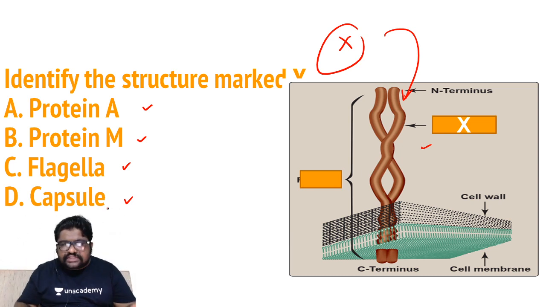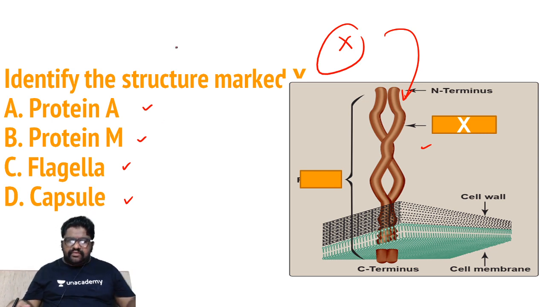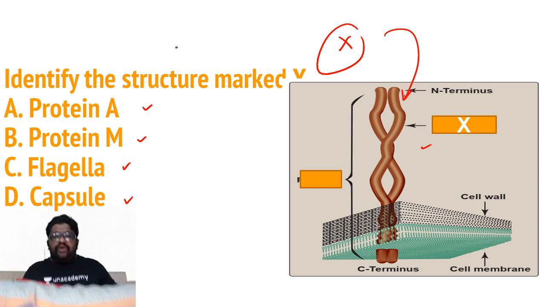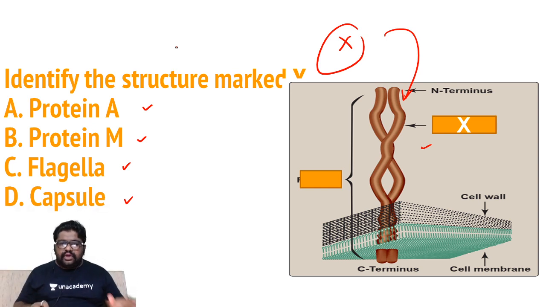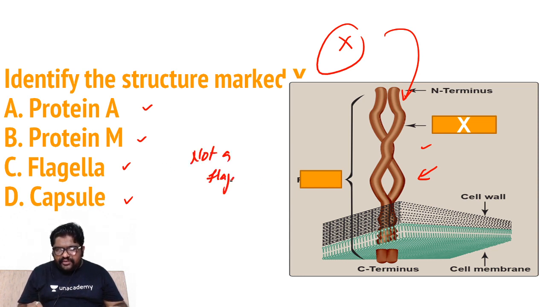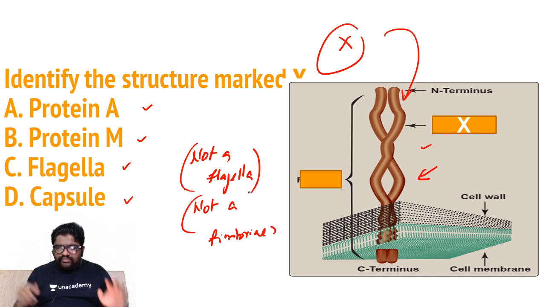Now, why are these kinds of image-based sessions very important? Because your knowledge about the theory will be very good, and your understanding of any kind of MCQ will also be good. But what you're seeing in the picture may not exactly go along with your thought process. Look at this. What you're seeing here is not a flagella. It is not a fimbriae. Listen very carefully. It is neither a flagella nor a fimbriae. It's a protein that is extending out.